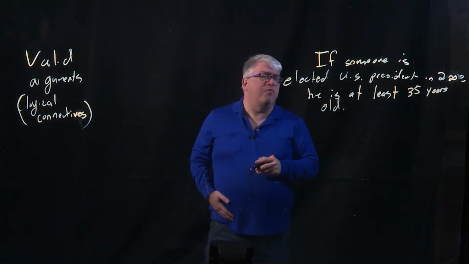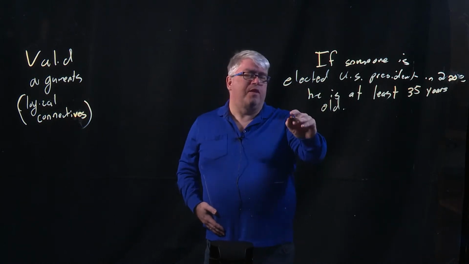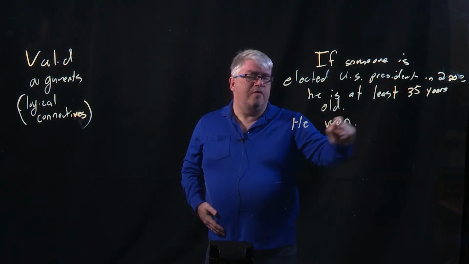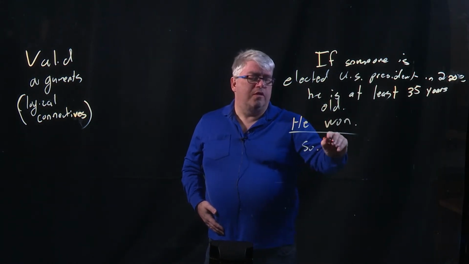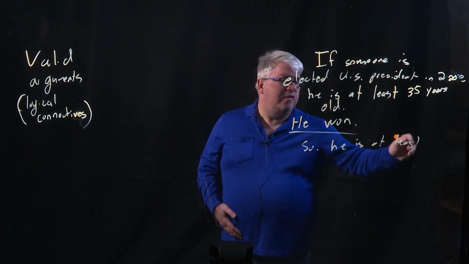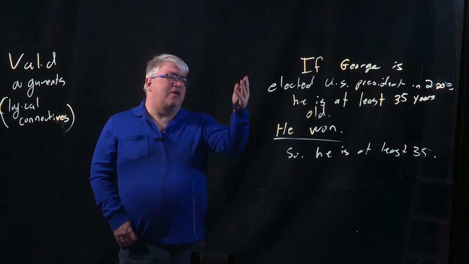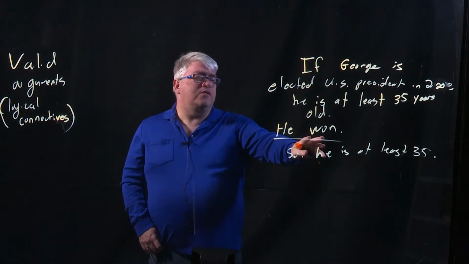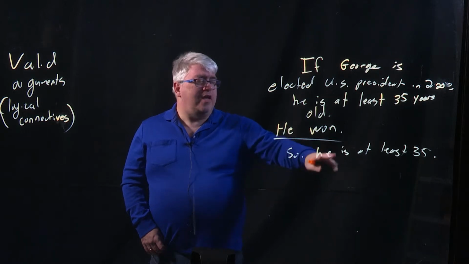And then we say, okay, so he won, so he is at least 35. Now that's an argument, and it has some supporting statements, and these are called premises, and it has a conclusion.